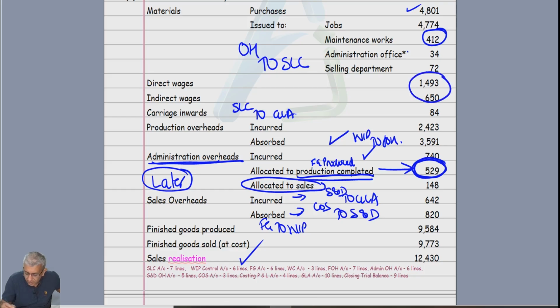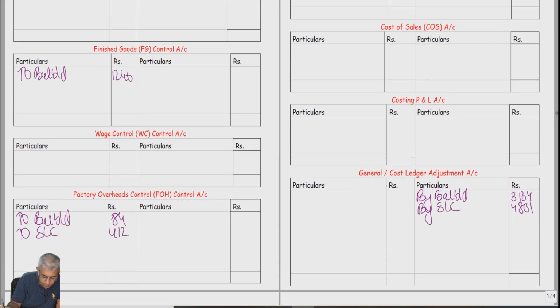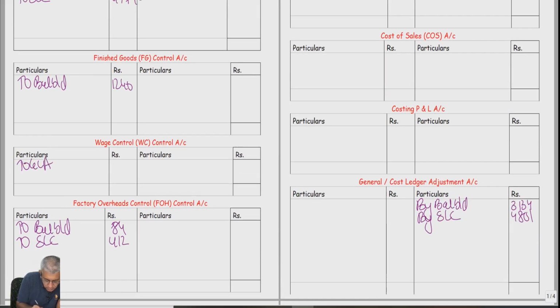Direct wages plus indirect wages, please merge them. 1493 plus 650, that comes to 2143. So, wage control account debit to GLA 2143. Direct wages 1493 and indirect wages 650.